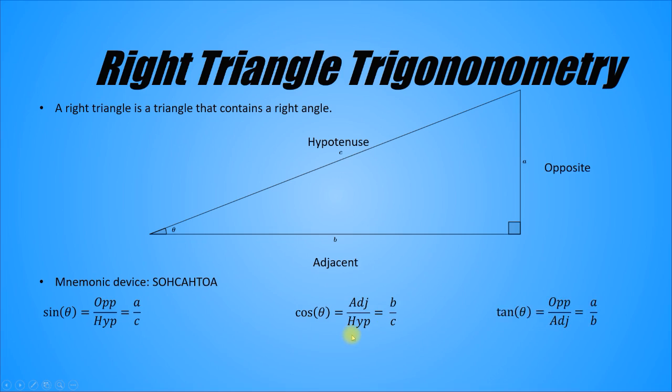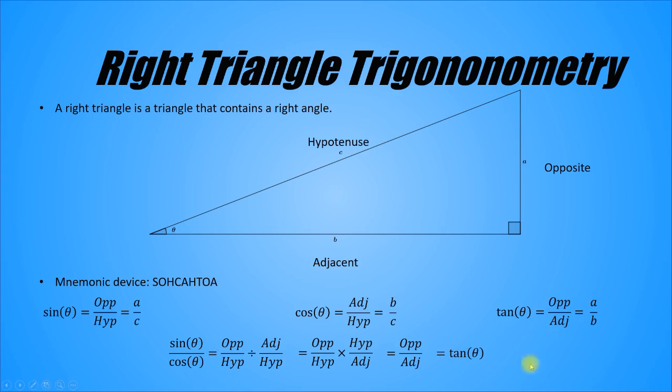Now here's a nifty little fact about the tangent function. If we divide the sine of theta by the cosine of theta, then by definition, that's opposite over hypotenuse divided by adjacent over hypotenuse. We divide these two by flipping over the second fraction and multiplying, and then we cancel out the hypotenuse from the numerator and denominator, and we get opposite over adjacent. But what's this? That's just equal to the tangent function. So we get that tangent is sine divided by cosine.